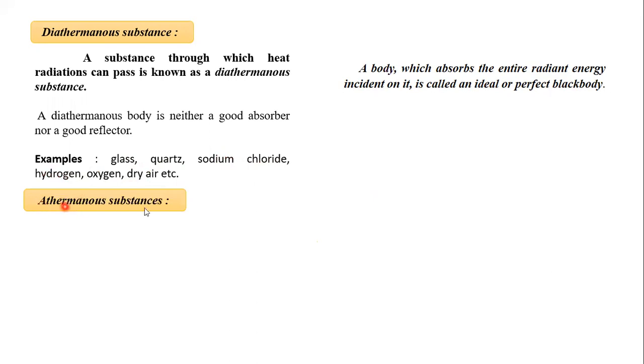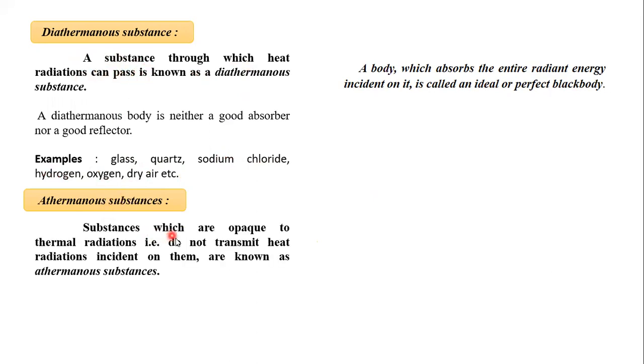Now, the next one is athermanous. Opposite to this, diathermanous bodies pass the heat radiation. Here, they cannot. They do not transmit heat radiation, or we can say that they are opaque to thermal radiation. Opaque means do not transmit. They are the athermanous.